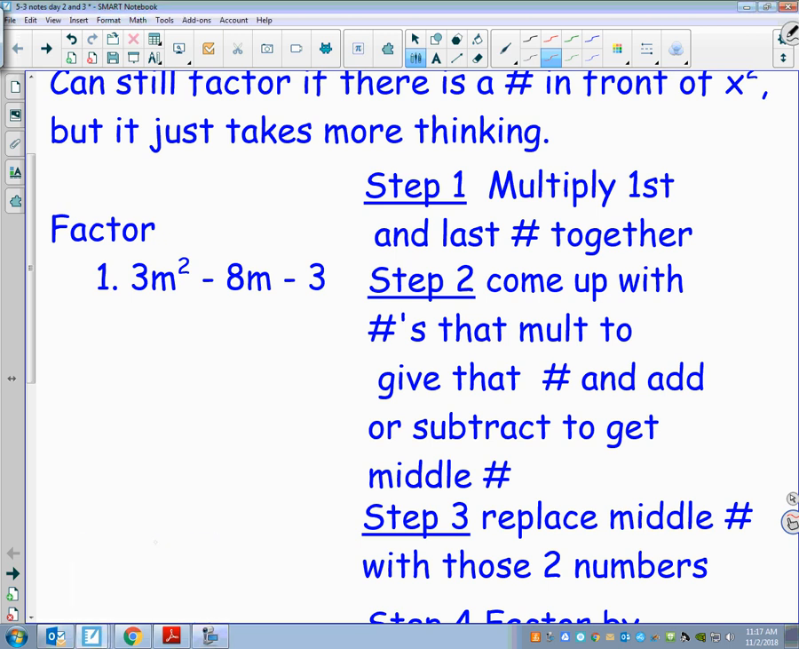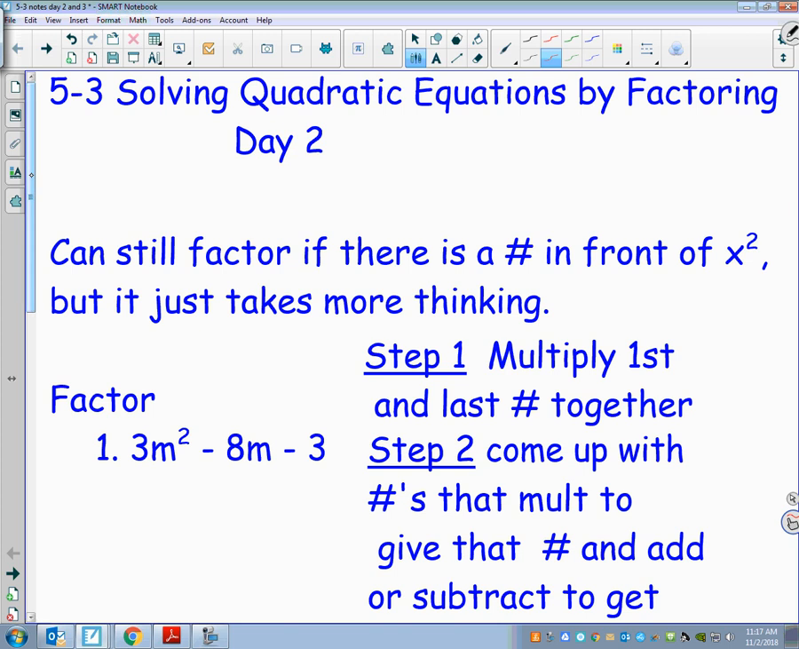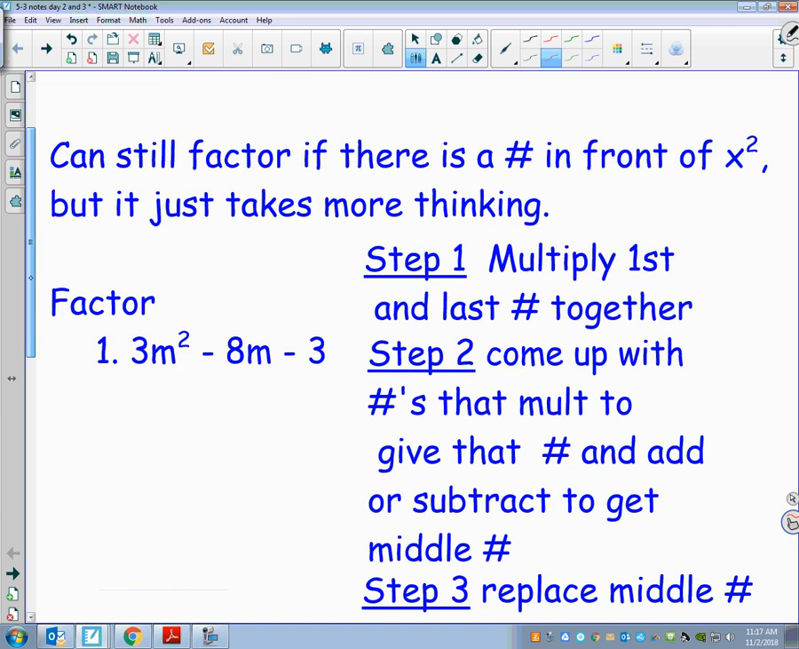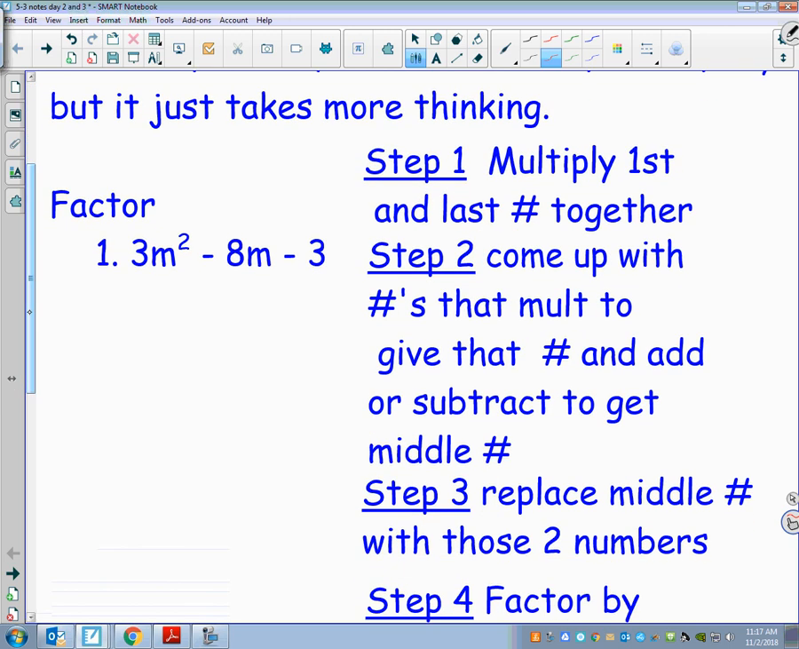Okay, so we're going to try to wrap up this factoring. Yesterday I didn't give you any where you had to factor with the number in front, with undoing FOIL, but remember you just have to think a little bit more. And I'm going to show you how I do this, and hopefully it'll make sense. If you have another method that you do, by all means, do it, okay?